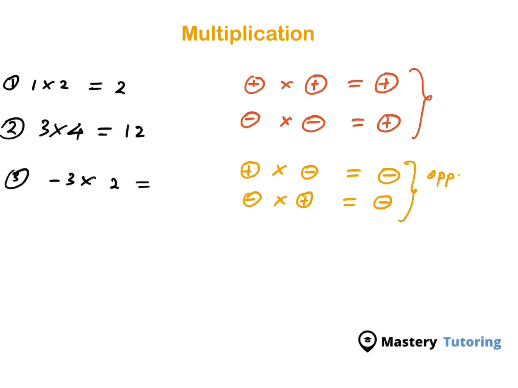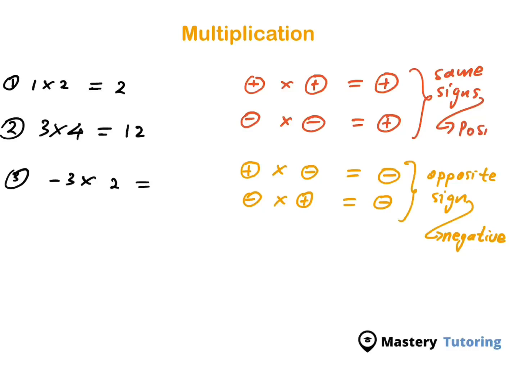So opposite signs, you get a negative. I'm going to write it this way. And then here, same signs, positive. Please make sure that you understand this. Keep in mind that when the signs are the same, you get a positive. When the signs are opposite, so when you have a positive and a negative, or a negative and a positive, you're always going to get your answer to be negative.